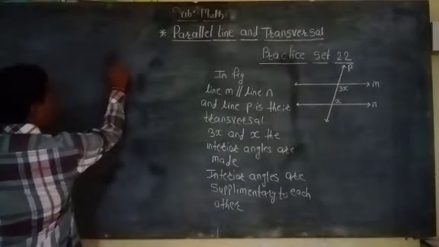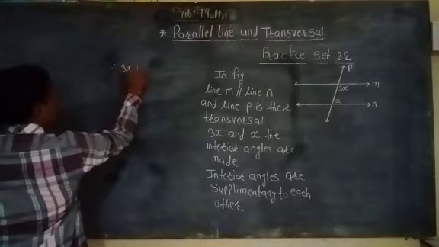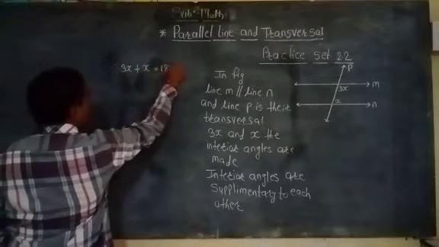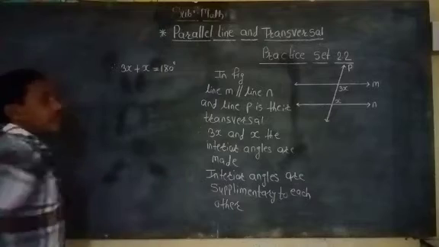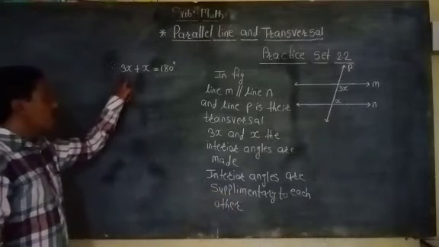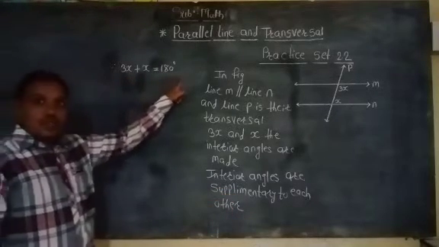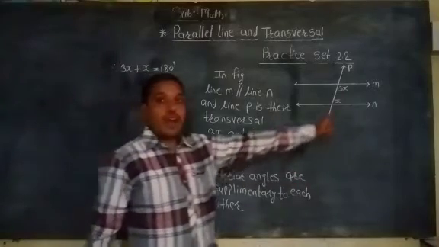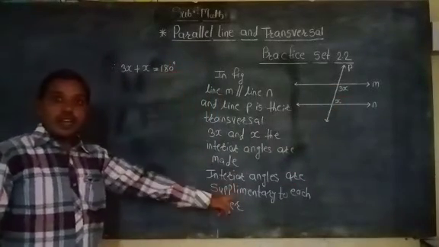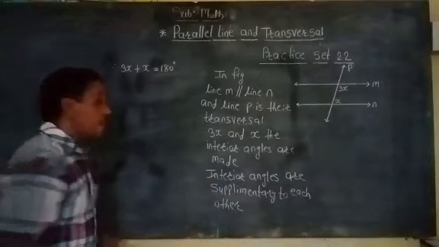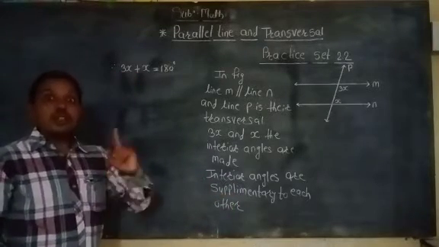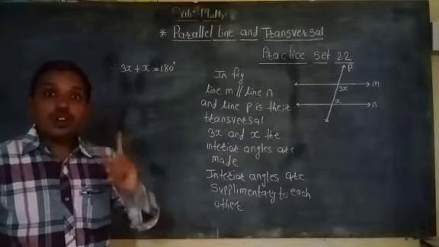Therefore 3x plus x is equal to 180 degrees, because they are supplementary angles. When their sum is 180 degrees, they are supplementary to each other. So 3x plus x, how much? 3x plus x is equal to 4x.